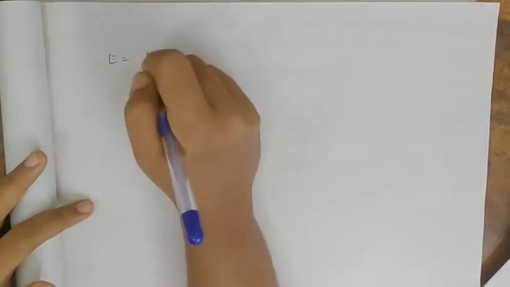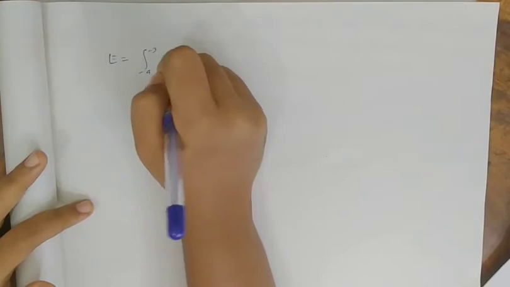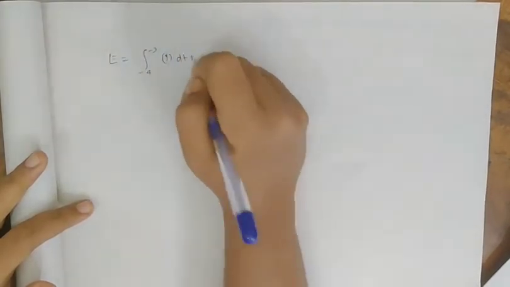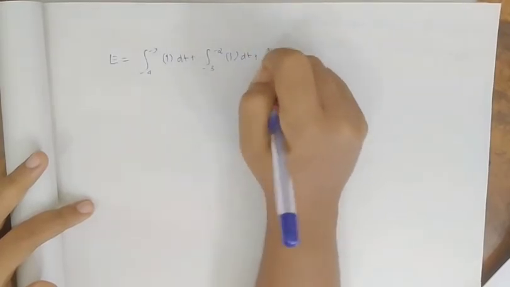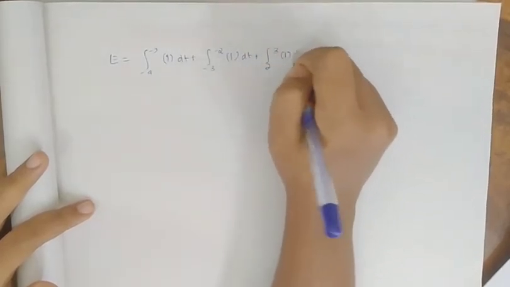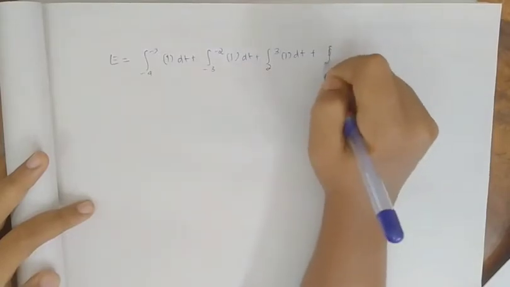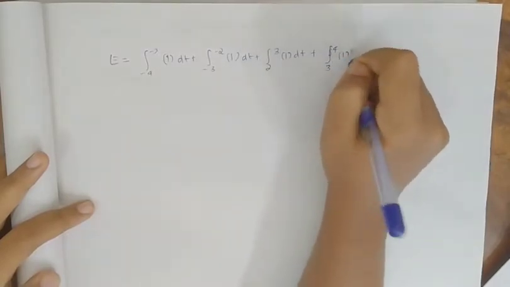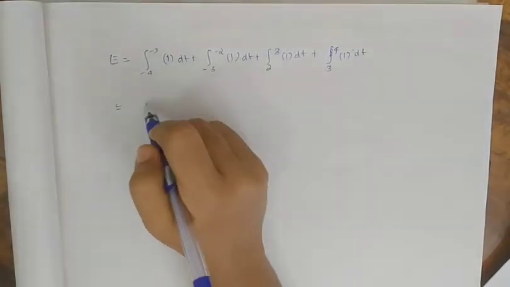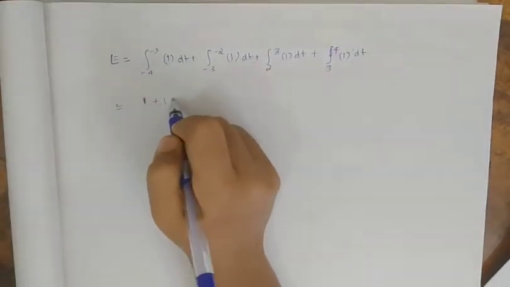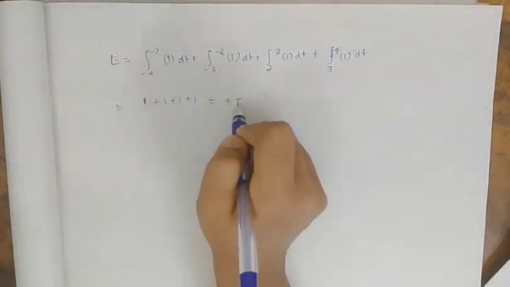and right over here we will get integral minus 4 to minus 3 1 dt, plus again integral minus 3 to minus 2 1 dt, plus 2 to 3 1 dt, plus 3 to 4 again 1 dt. Okay, so solving it we will get 1 plus 1 plus 1 plus 1, so it is 4 joule. So 4 joule is the answer. Okay, now let's do the next question.